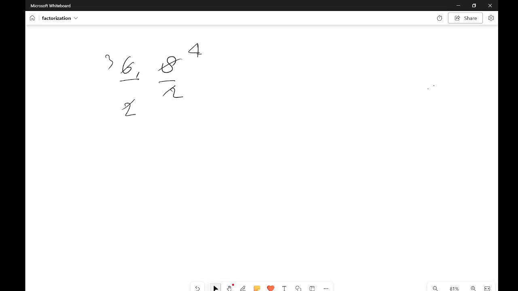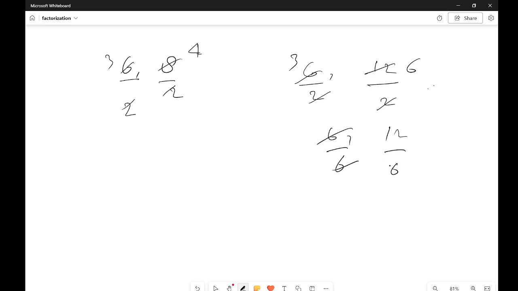Or if I say the common between 6 and 12, again one of the commons will be 2. You can divide both by 2. But if I ask about the greatest common factor of 6 and 12, that will be 6. You can't find a number bigger than 6 which is common between these two numbers. But this is all on numbers or digits.